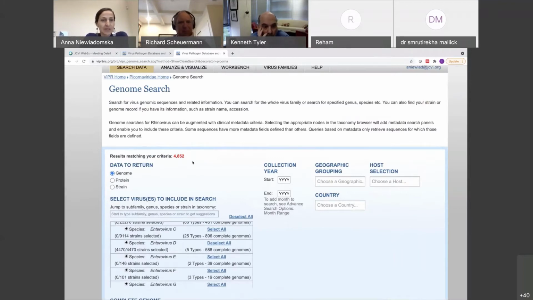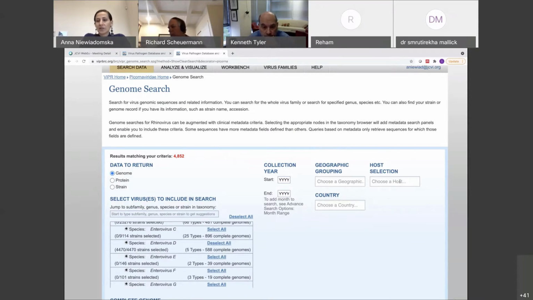So we return the number of results that you would get depending on your selection in real time, so you can get an idea before you see your search results table. You can search by collection year, and one of the things that we do at Viper is that we standardize the metadata. So whether the dates were entered, let's say, in a US format versus European format, they're all standardized. We standardize geographic regions and countries so that it's all easily searchable.